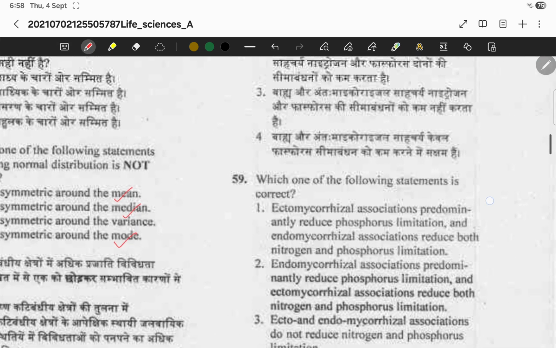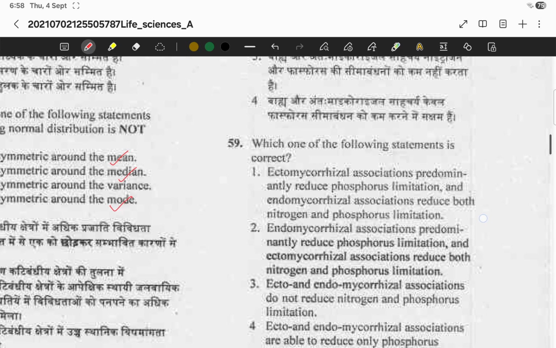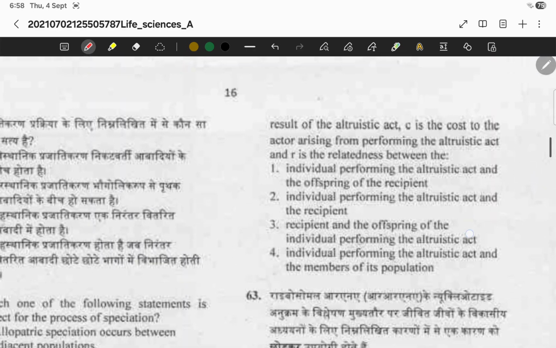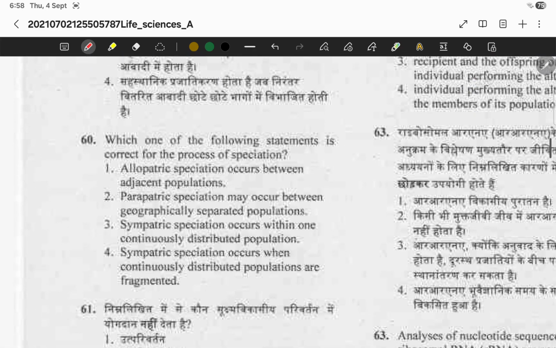Okay, which one of the following statements is correct? Ectomycorrhizal association predominantly produce phosphorus limitation, and endomycorrhizal association produce both nitrogen and phosphorus limitation. I don't know. Okay, I don't know. I'll learn. We can learn it.